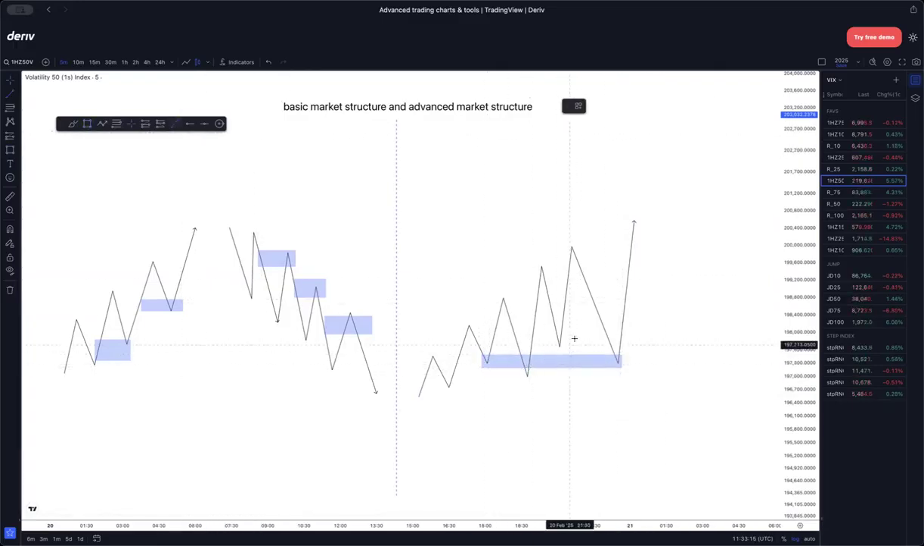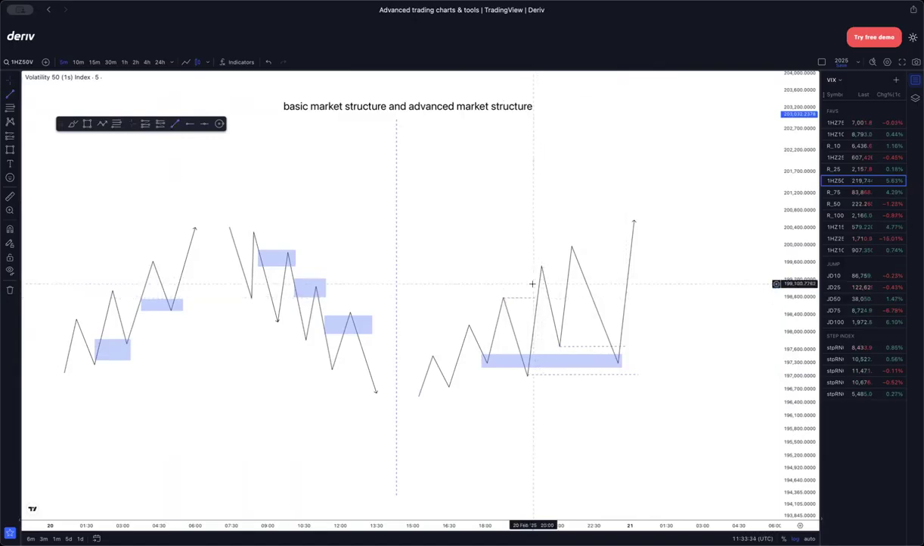Then you spot this out. This is what we call a structural liquidity, which we'll explain in our liquidity class. Then we have here the protected low. We have here a break of structure to the upside.